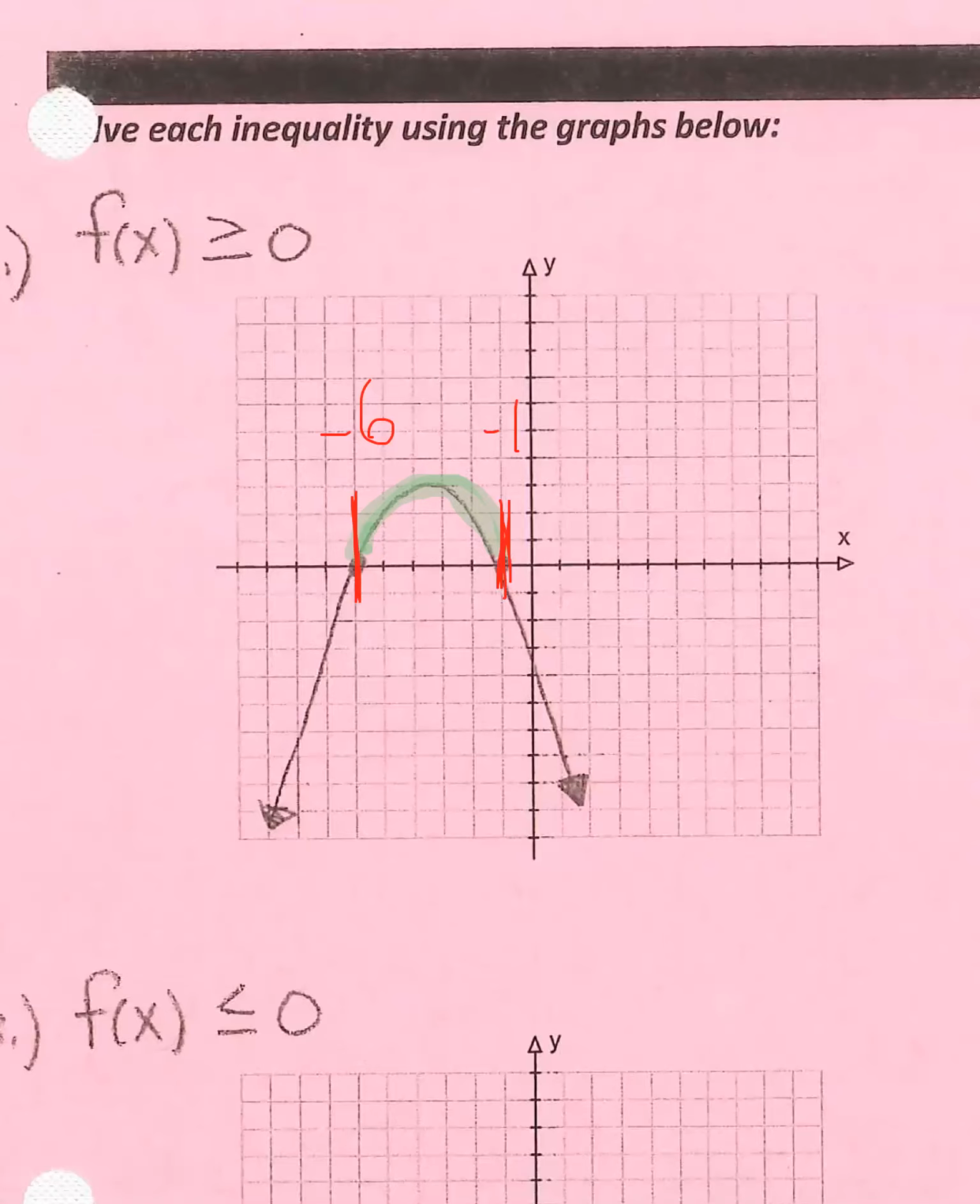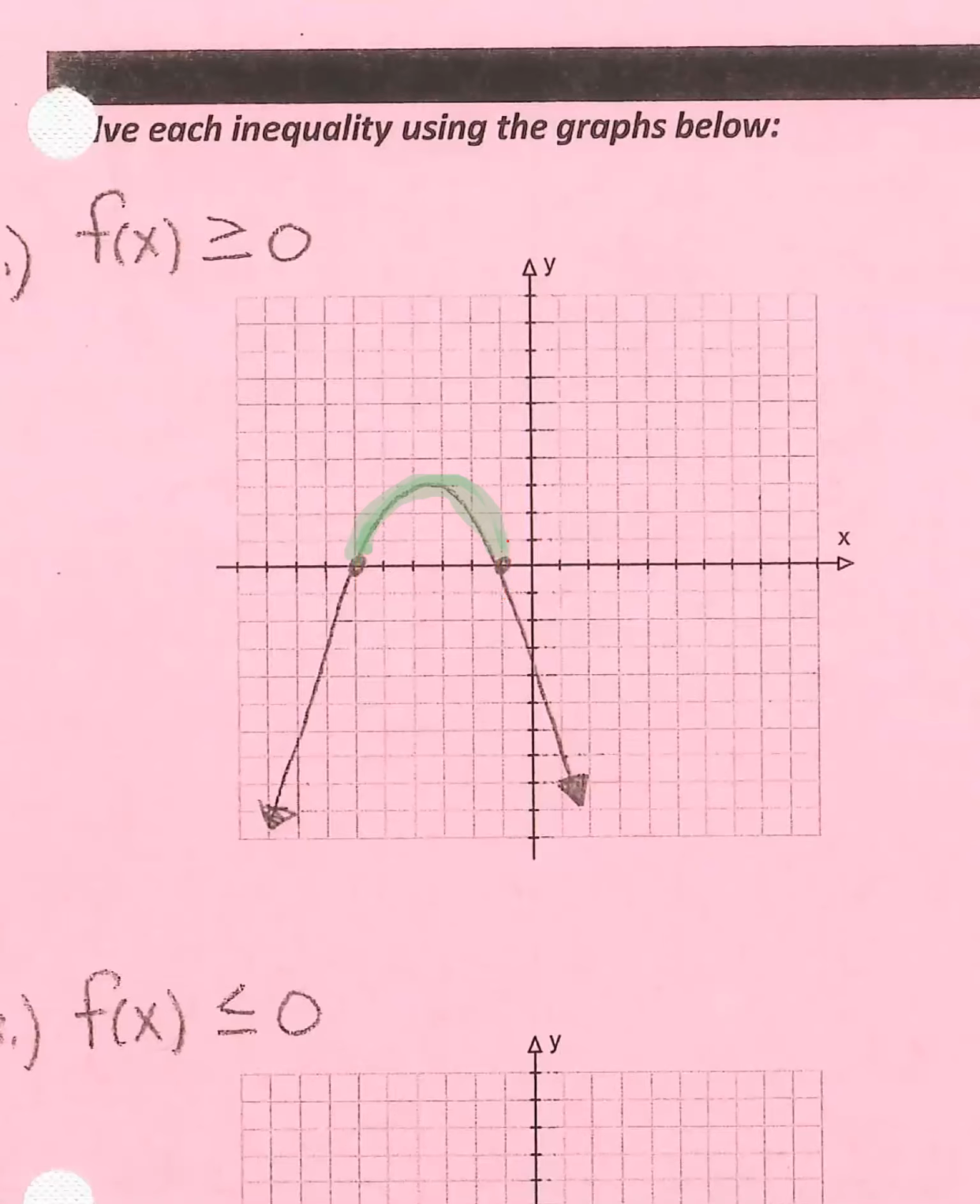Then I do need to consider the actual endpoints. At -6, is it holding true? Is it greater than or equal to 0? And at -1, same thing. Is it holding true? Let me erase everything that I drew over this. There we go.